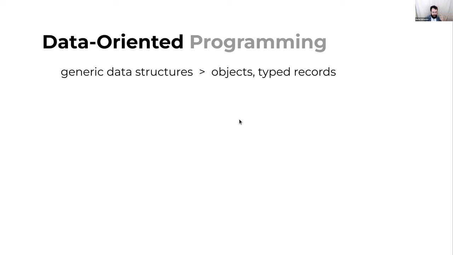Let's talk about data-oriented programming. In a sentence, I would explain it as the choice of using generic data structures and preferring them to objects and typed records. So using the most generic, plain data representations as we can in preference to objects and typed records, even if we have them available, and using them throughout the program.